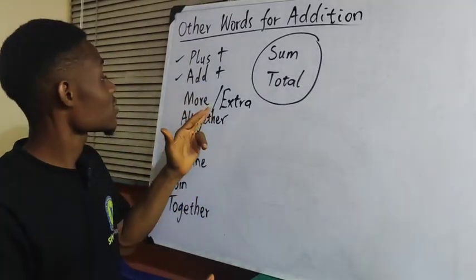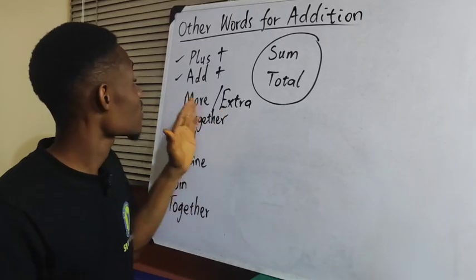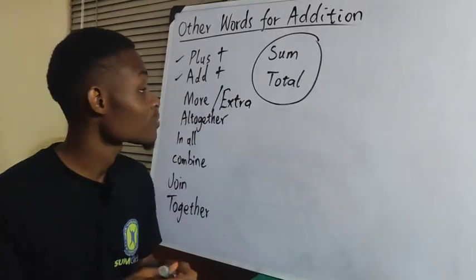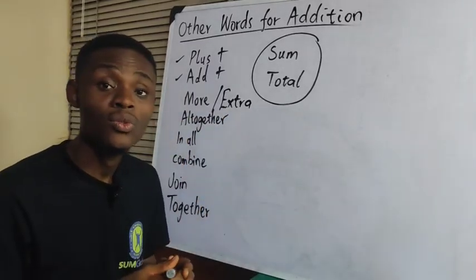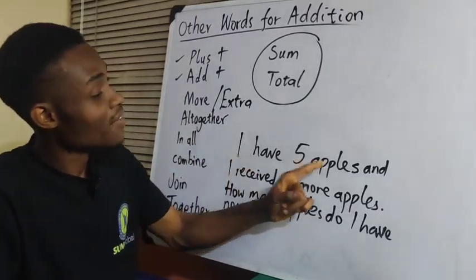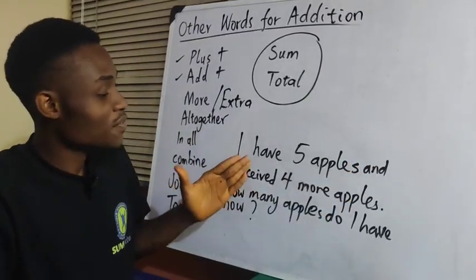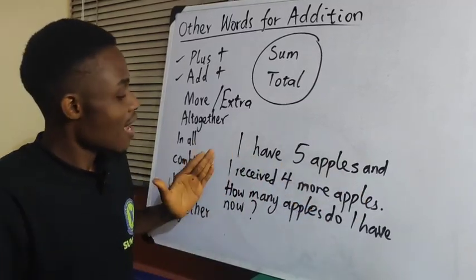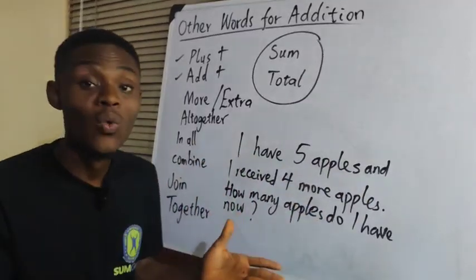More can also be said as extra. So if you don't say more, you say extra. So let's do a question on it. Okay, look at this question. It says, I have 5 apples and I received 4 more apples. How many apples do I have now?